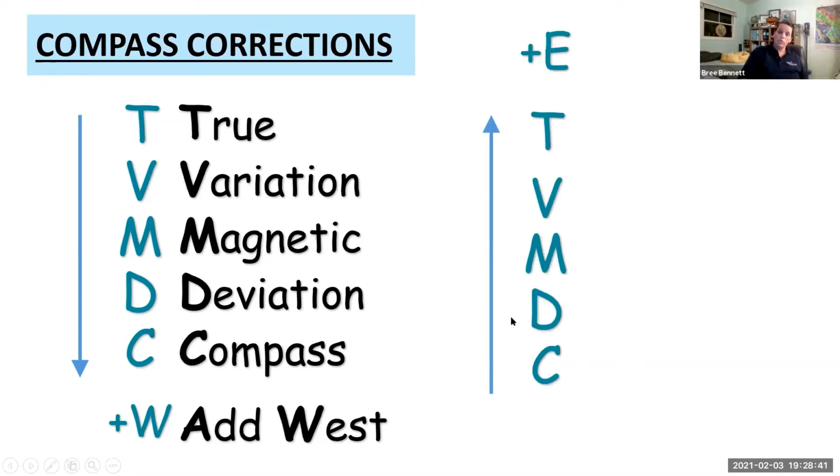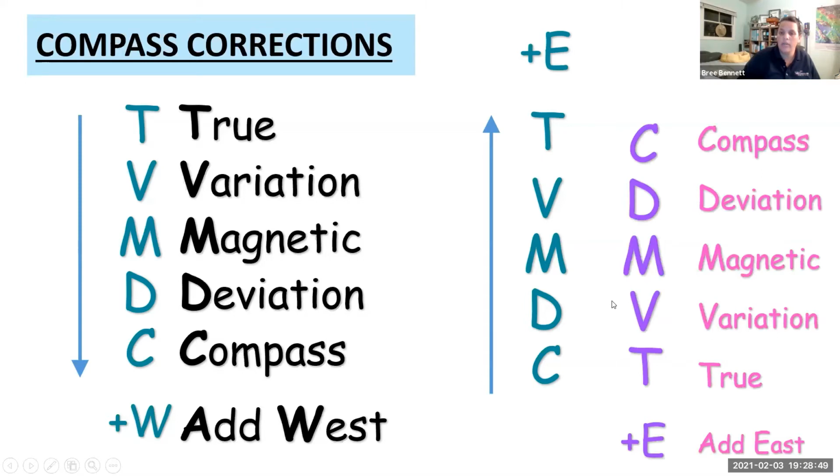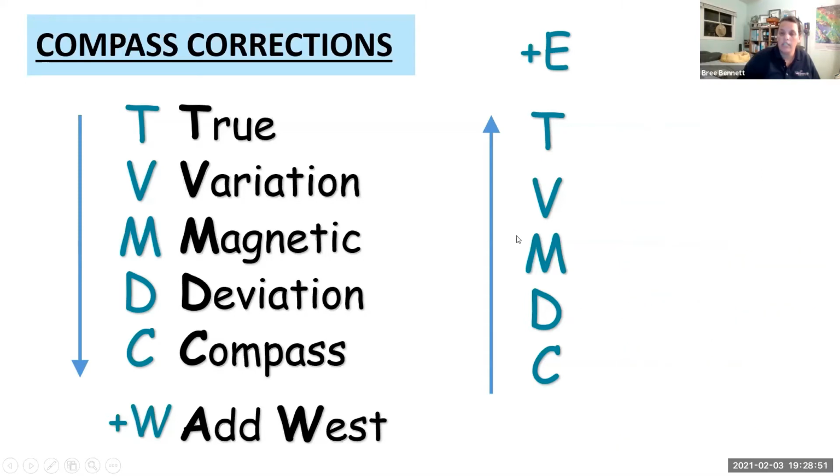But you can also work this the other way. If we had a compass value, then we apply our deviation, get our magnetic, apply our variation, get our true. And if we are working it backwards, kind of from C to T, we are going to be adding east.